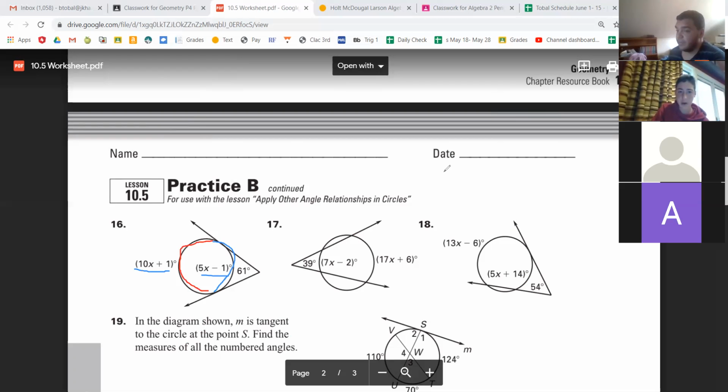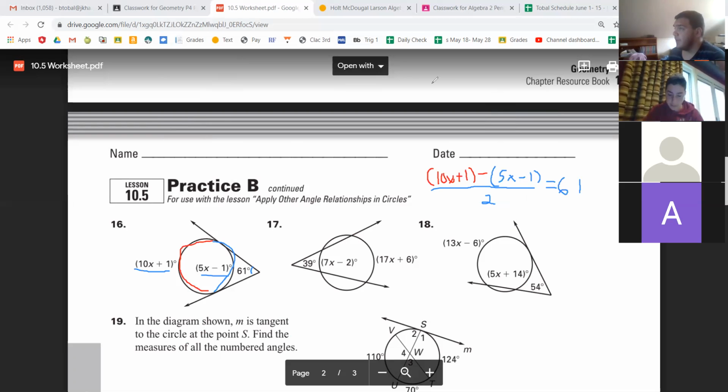So how are we going to write that? We're going to write it like this. In parentheses, 10x plus 1, minus, in parentheses, 5x minus 1, all over 2 equals that outside angle over here, 61.